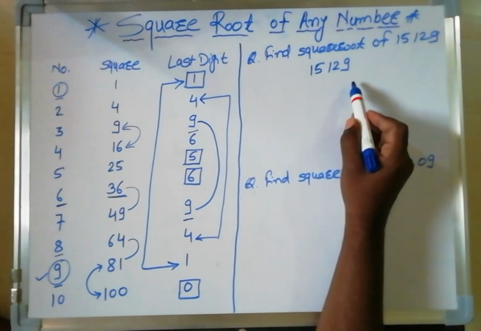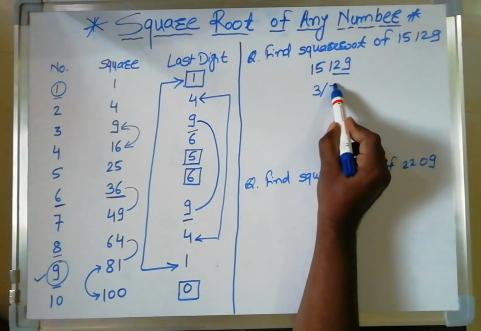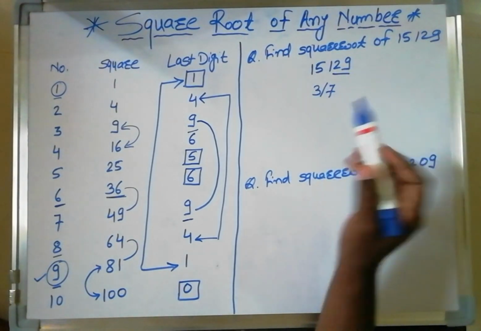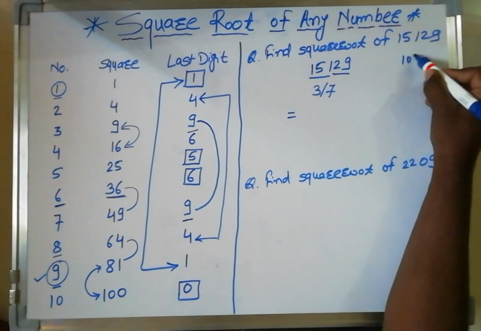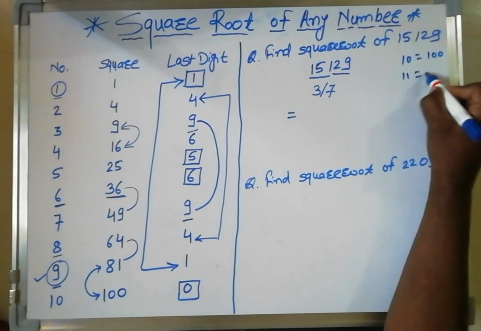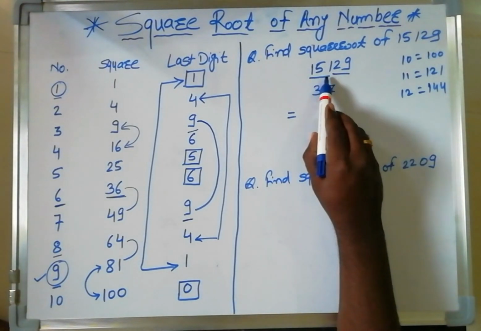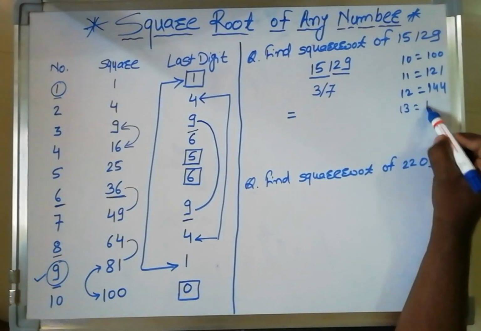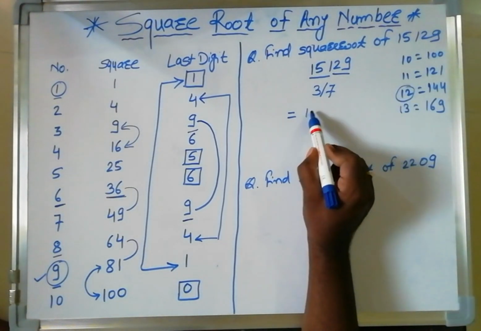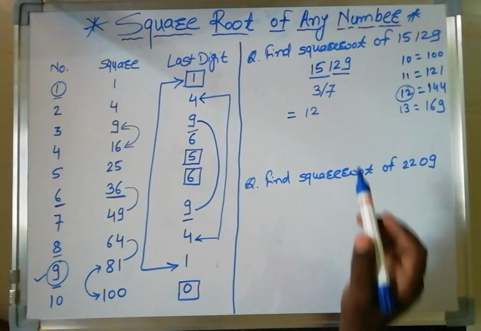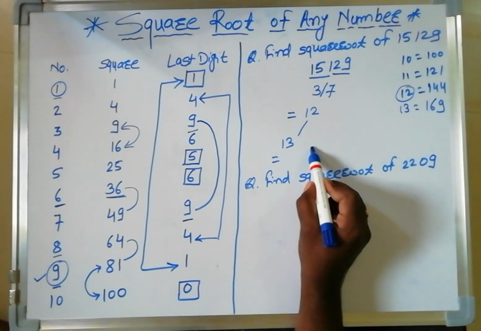Now we will solve the next example, that is the square root of 15,129. Similar procedure. Consider the last two digits. We have to consider 3 or 7. 3 3s are 9, 7 7s are 49. Right? Now the remaining is 151. We know the square of 10 is 100, 11 is 121, and 12 is 144. Okay. Now 151 comes between 144 and 169. So we have to consider 12 here.